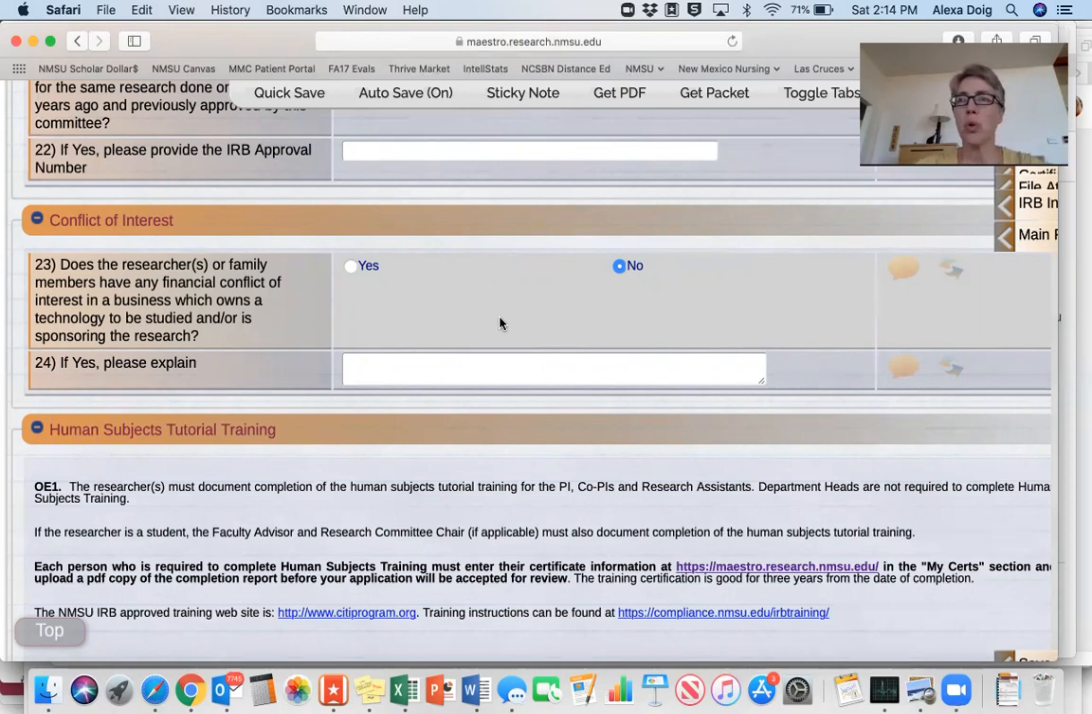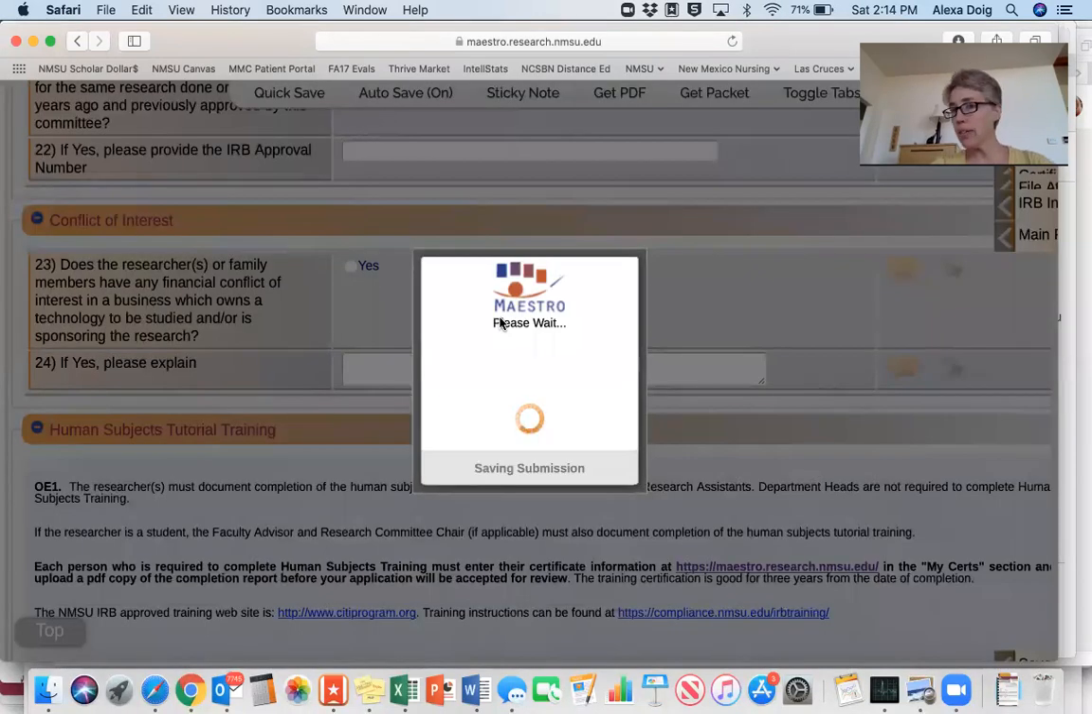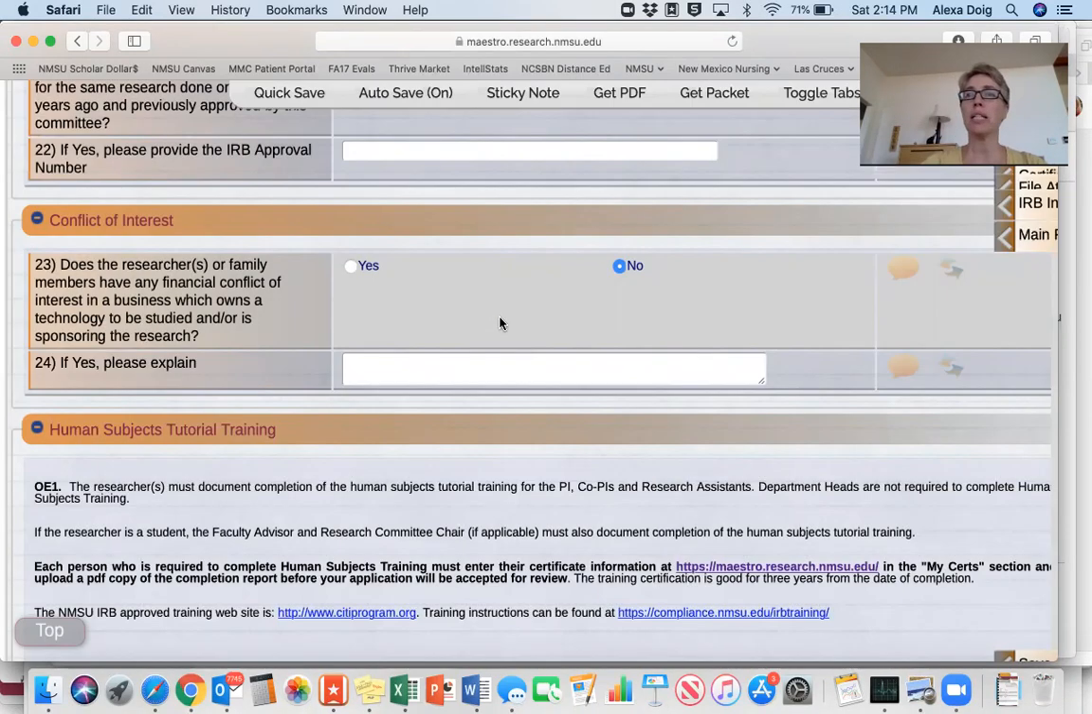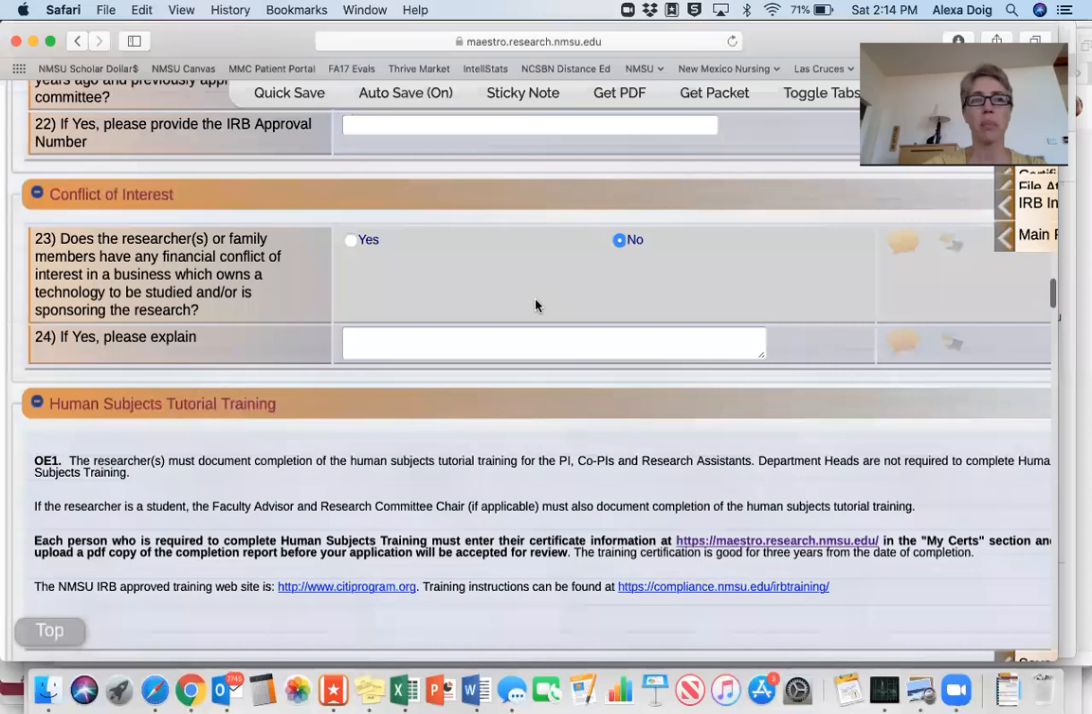So I'm assuming most of you don't have a financial stake in what you're doing. However, if you had developed an app or some kind of IT system, and you own a business and you can actually sell this, or you're going to market it in the future, but you're trying to evaluate the implementation of it at a clinical site, then you would have to put yes, because you do have a potential conflict of interest. And then there are some conflict of interest forms that you can fill in through the university system. Just get in touch with me if that happens to be the case. It's not that common.